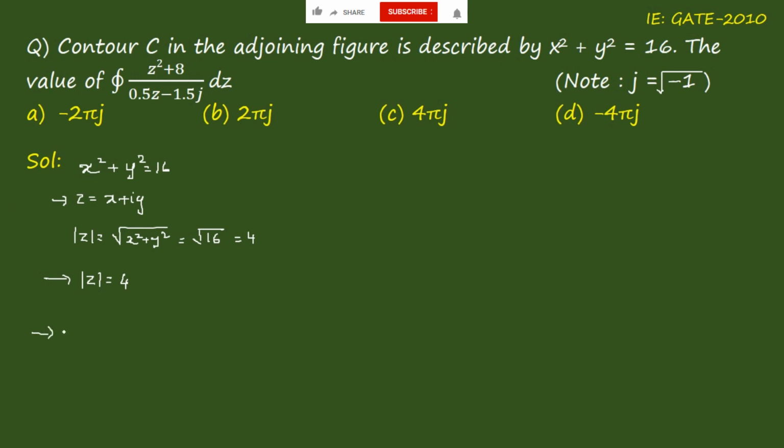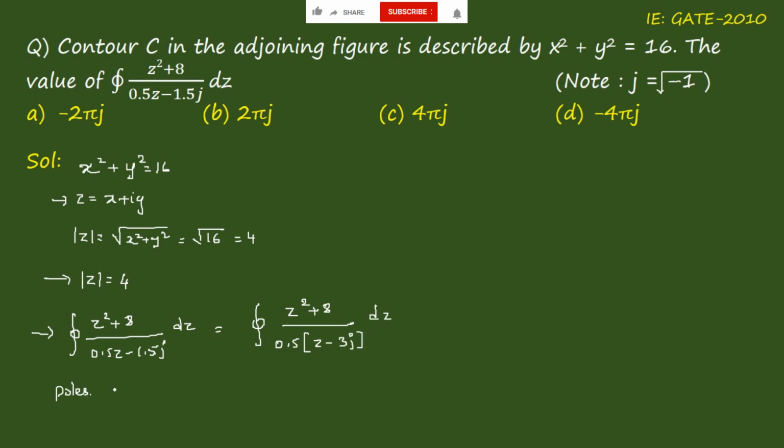Now we have to find the value of the integral over a closed curve of (z square plus 8) divided by (0.5z minus 1.5j) dz, right? For this one, you have to know the Cauchy integral formula, right? So first we'll be looking at the poles, okay? We can write this as the integral of (z square plus 8) divided by, if you take 0.5 common, (z minus 3j), dz. Then the pole is z is equal to 3j, right?